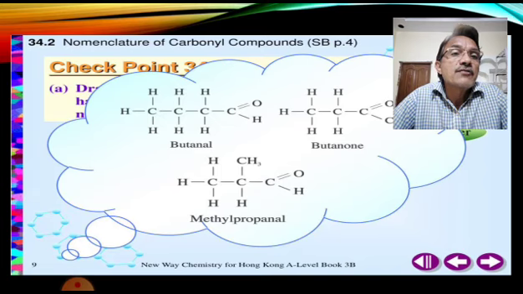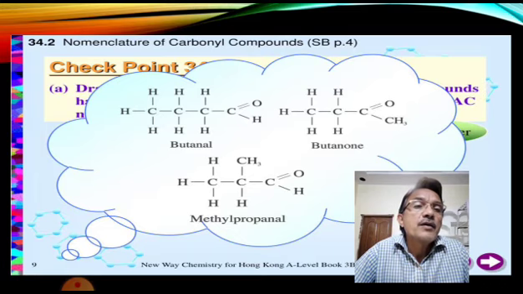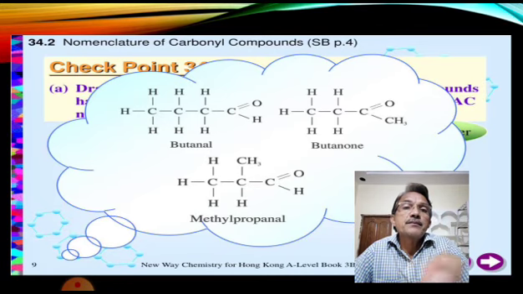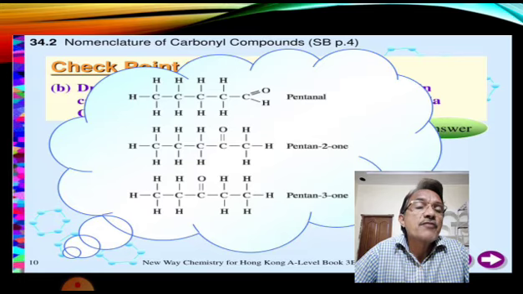Some more examples of aldehydes and ketones. Butanal, butyraldehyde, is also called butanal. Butanone is an example of ketones. Methylpropanal is an example of aldehydes. Similarly, pentanal is an example of aldehydes. Pentan-2-one and pentan-3-one are two different examples of ketones.